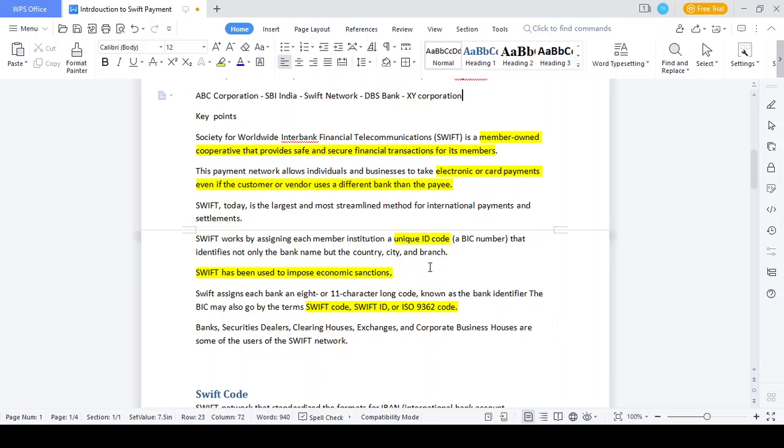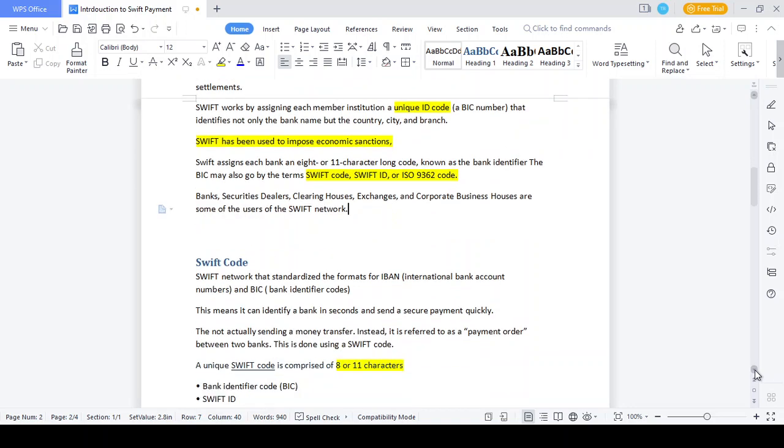Each and every institution is identified based on a unique ID code. That code we call a BIC code, SWIFT code, or ISO 9362 code. What organizations use the SWIFT network? Either financial institutions or non-financial institutions use the SWIFT network. And for what purpose? Banking, security dealers, clearing houses, exchanges, corporate business houses, and others use the SWIFT network. What is a SWIFT code?